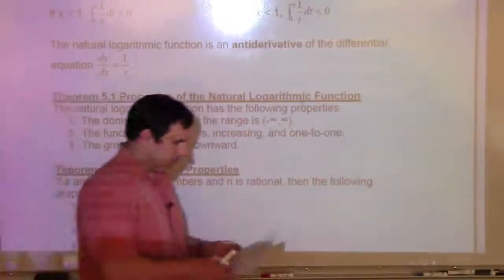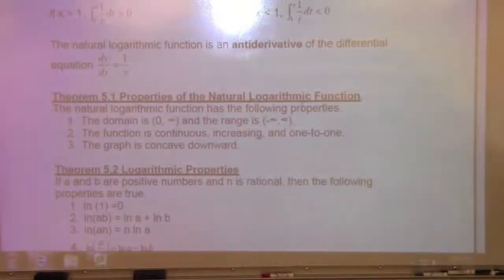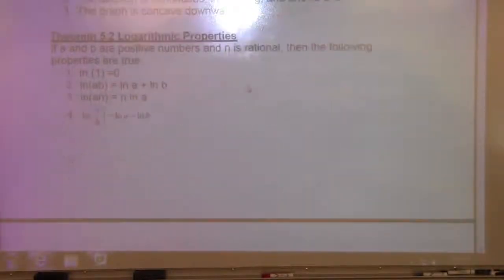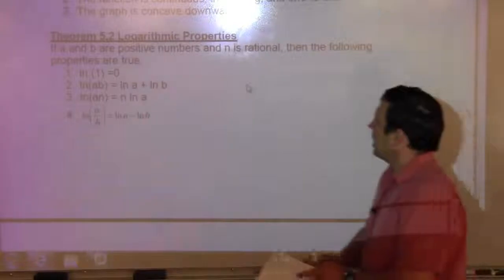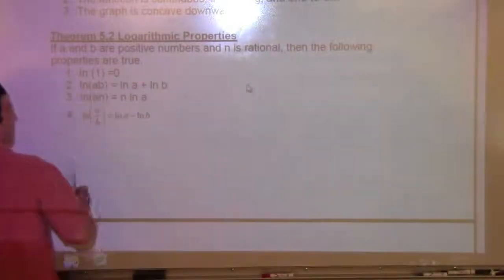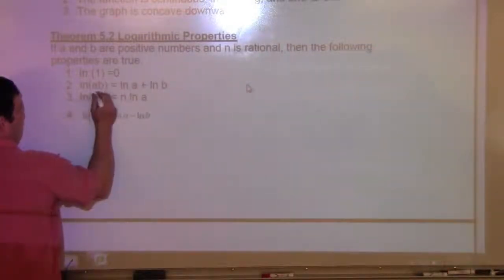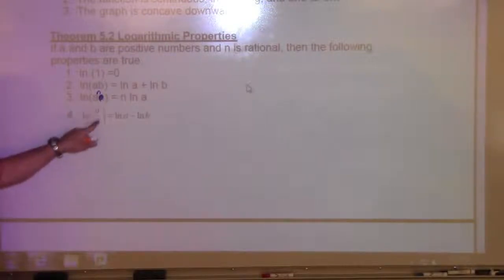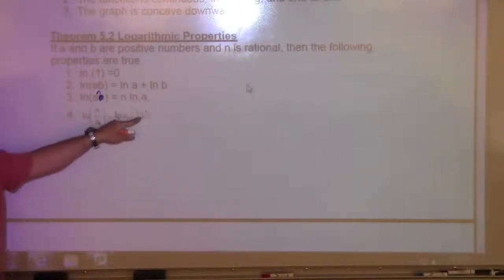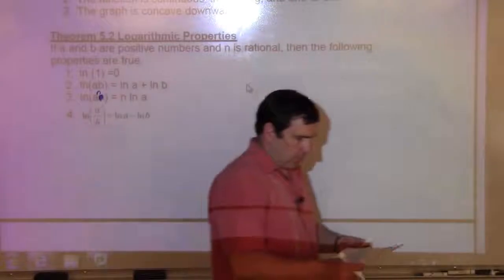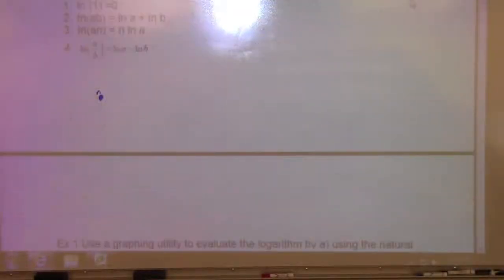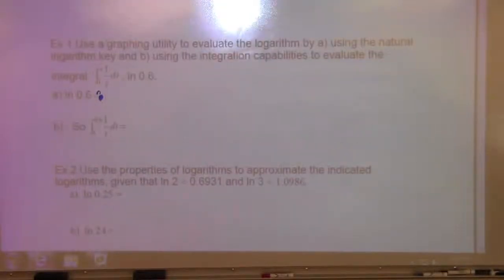Theorem 5.2, logarithmic properties. This is a typo here, so bear with me. Natural log of 1 is 0. Natural log of AB is natural log of A plus natural log of B. Natural log of A to the n power, that should be a power, is n times natural log of A. And natural log of A over B is natural log of A minus natural log of B. I'm sure you remember those from your pre-calculus days.